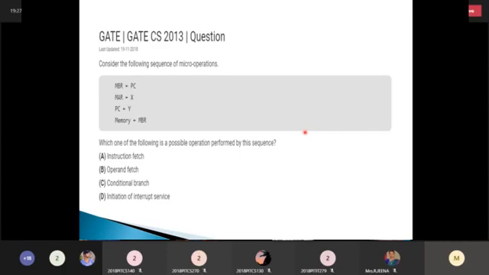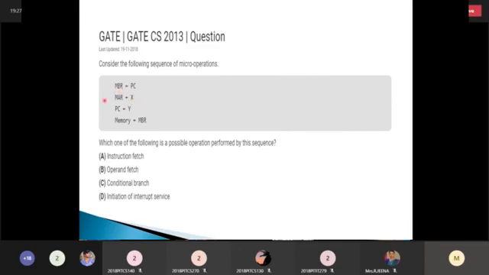This is a GATE question which was asked in the 2013 GATE question paper. Here we are considering the following sequence of microoperations. PC is the program counter; I am storing the content present in the PC into the memory buffer register, represented as MBR.